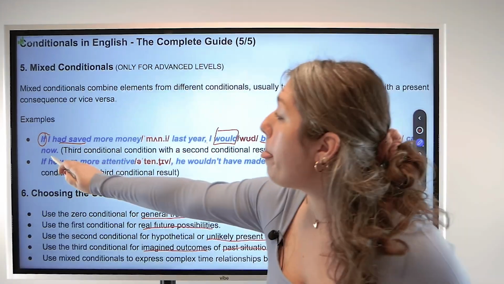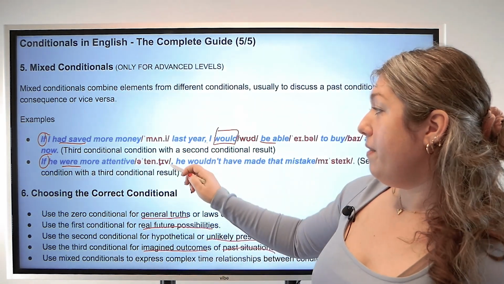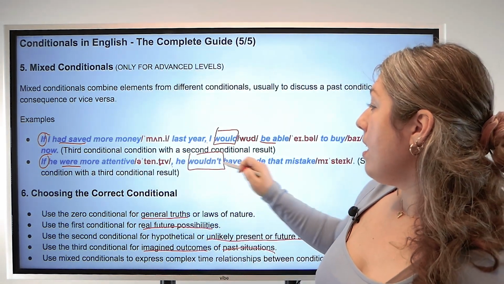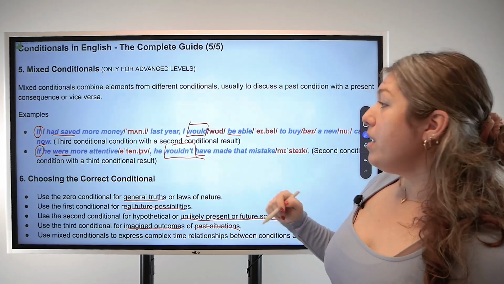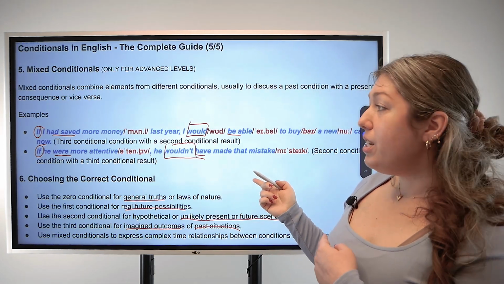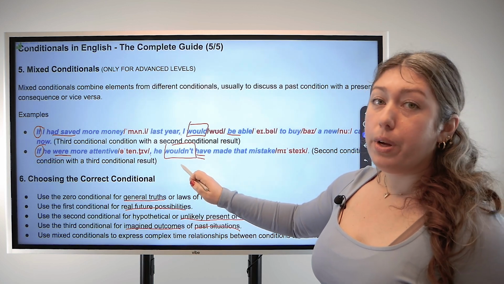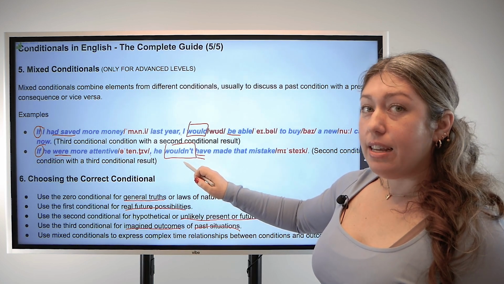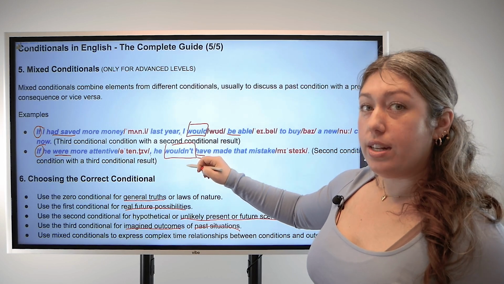Another example, if he were more attentive, he wouldn't have made that mistake. So here we're mixing the second conditional with the third conditional result. And remember, when we're making this negative, we put would not, and here we've made the contraction wouldn't.